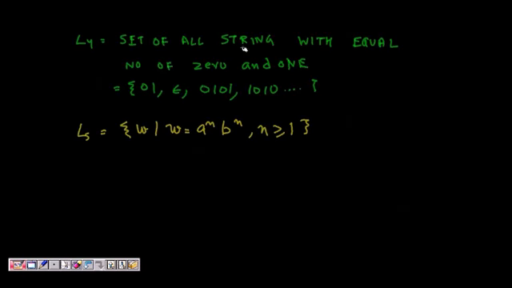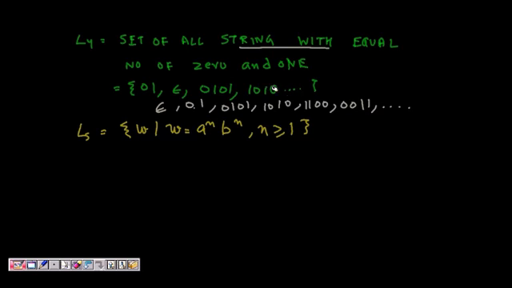L4 is the set of all strings with an equal number of zeros and ones. So epsilon also has an equal number of 0s and 1s: both have 0. And 0 1 is another with equal numbers, then 1 0 and 1 1. Then 0 1 0 1, 1 0 1 0, 1 1 0 0, 0 0 1 1, and so on. This is also, as you can understand, an infinite number of elements.